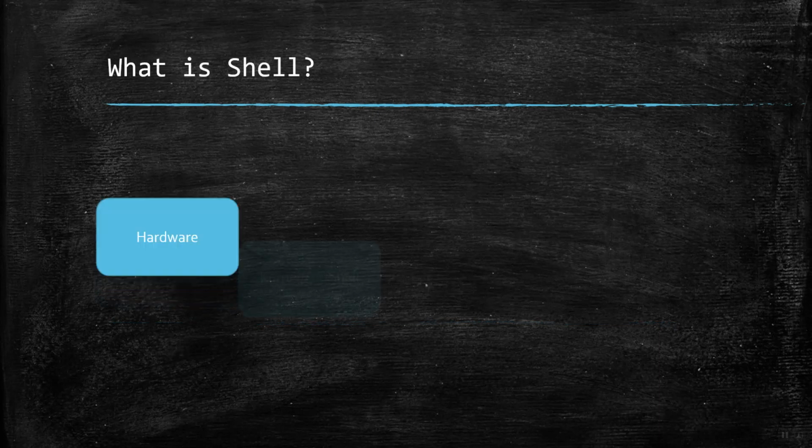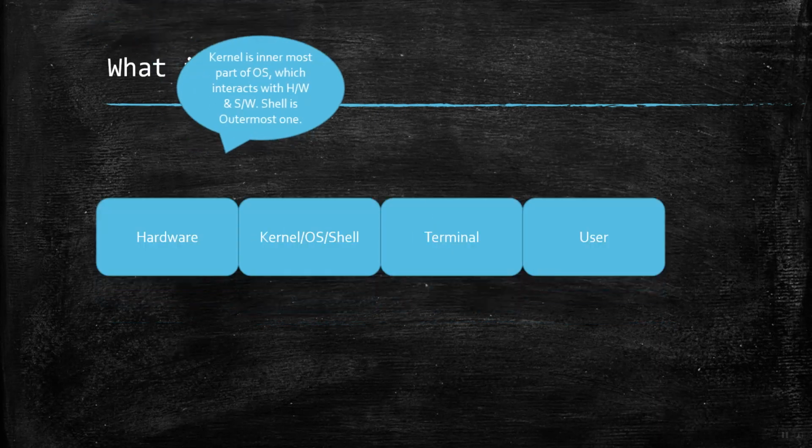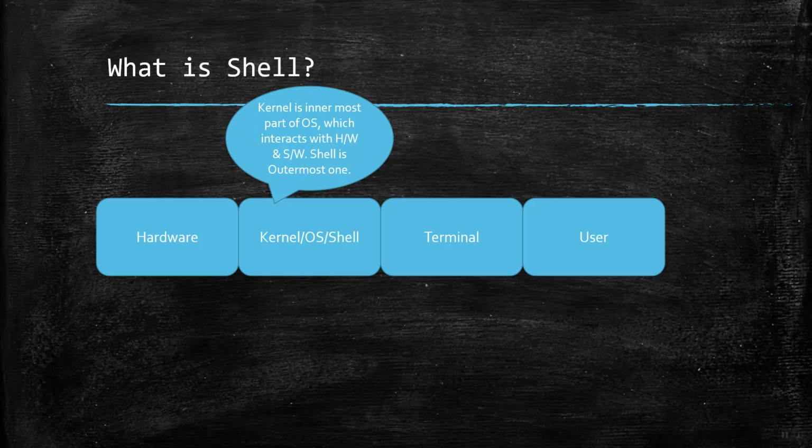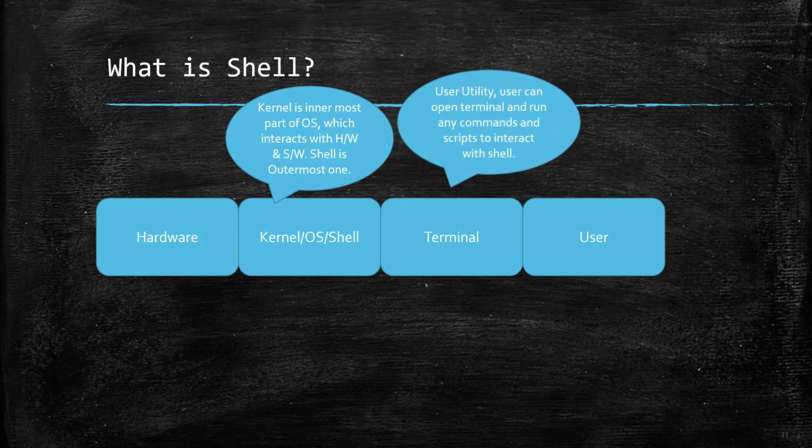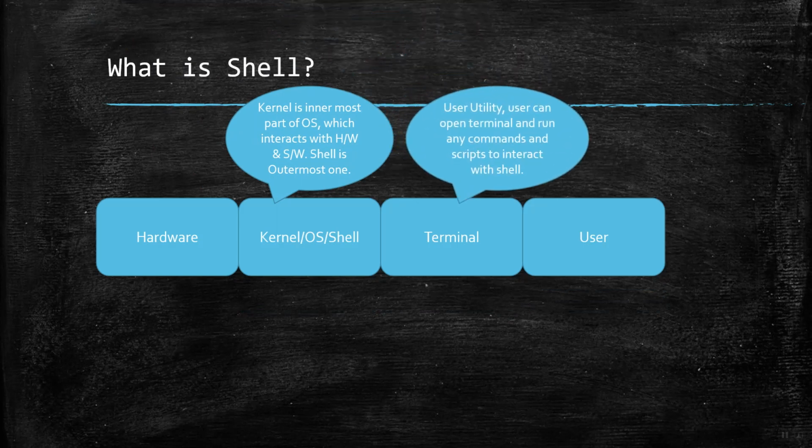So what is Shell? Shell is the outermost layer of the operating system. User can interact with the shell through a user utility called terminal. So we can open terminal and run any commands and scripts to interact with the shell. Shell takes the input from terminal and it processes it, executes it, and provides the output on the terminal window. Kernel is the innermost part of the operating system which interacts with software and hardware. So this is the brief overview of Linux architecture and about shell.